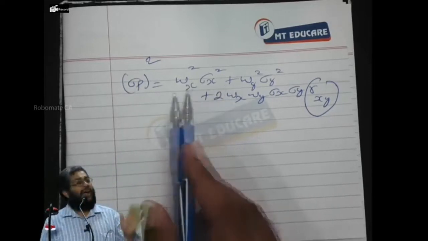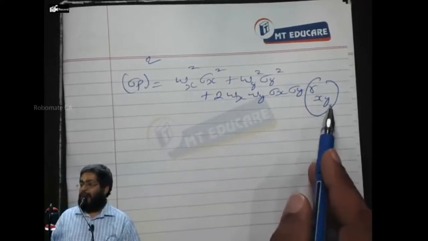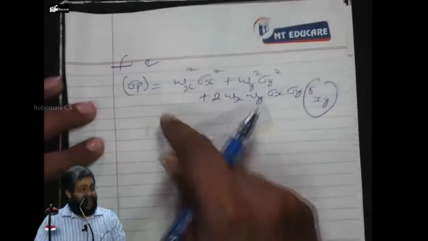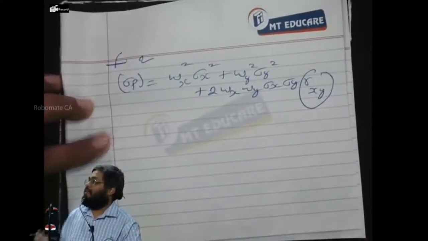This is the correct formula, I don't deny it, but I don't have the data, because I don't have the correlation of X and Y. So this formula I cannot use. This is the right formula, but I cannot use it due to non-availability of data on the correlation of X and Y. Yes or no?